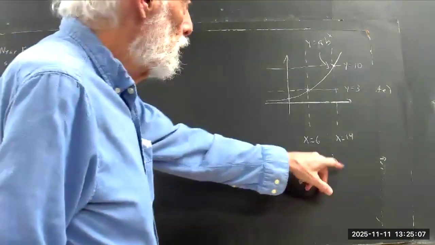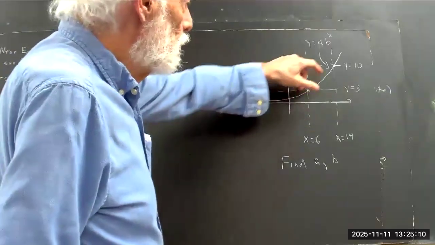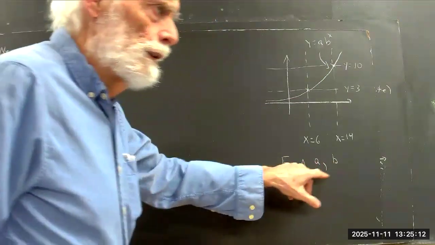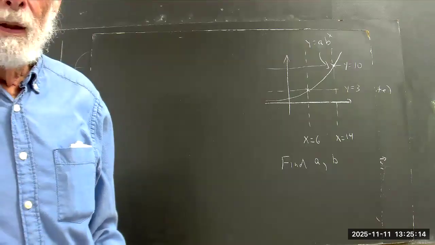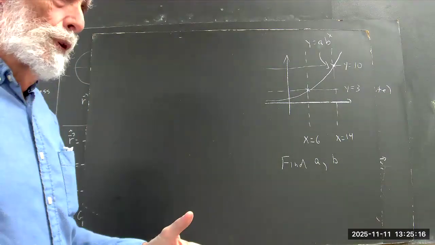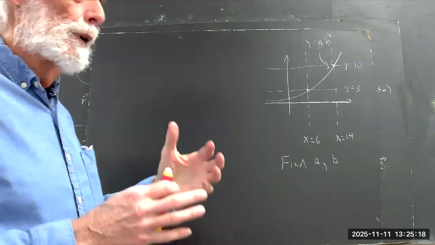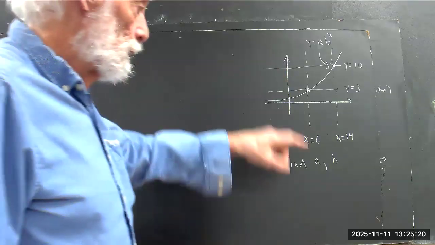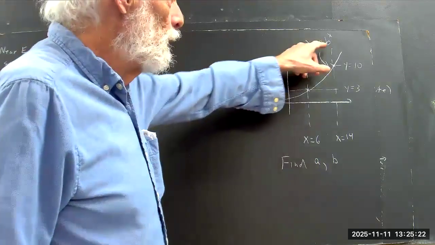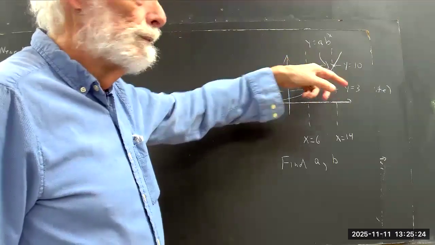We're going to find A and B. We're given 2 points and there are 2 numbers that we need to find. We've got 2 parameters that we need to evaluate, which is another way of saying the 2 numbers. A and B are parameters for this function.